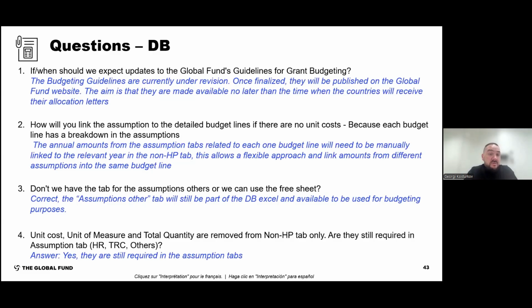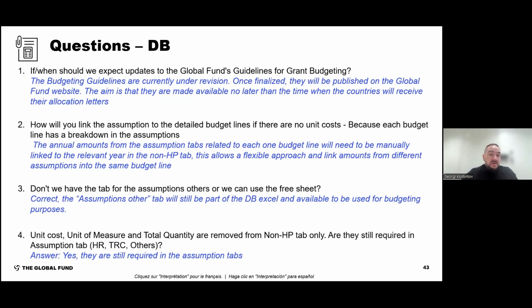Second question, how will you link the assumption to the detailed budget lines if there are no unit costs? Because each budget line has a breakdown in the assumptions. So in the case of the new updated detailed budget, the annual amounts from the assumption tabs related to each budget line will need to be manually linked to the relevant year in the non-HP tab. And this will allow all PRs a more flexible approach to link amounts from different assumptions into the same budget line.